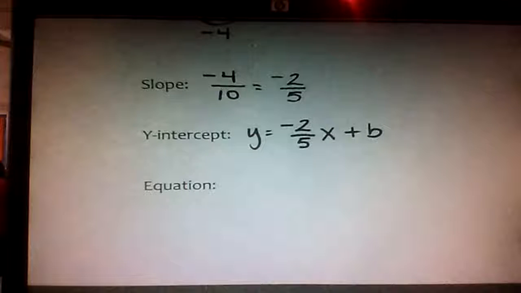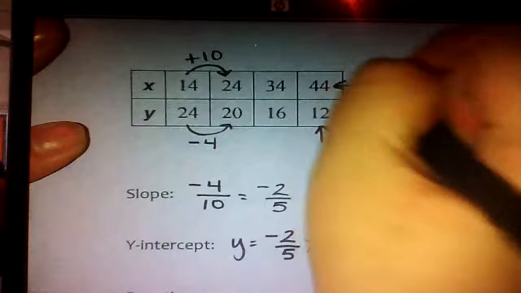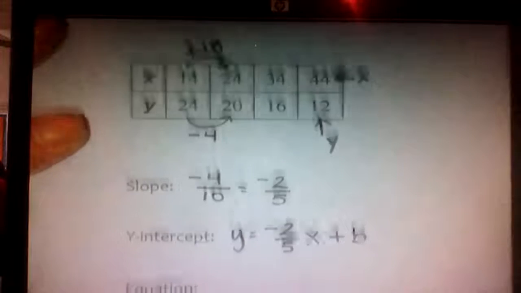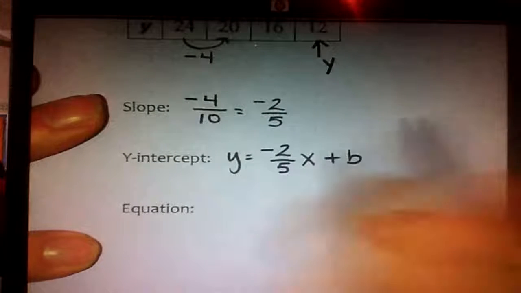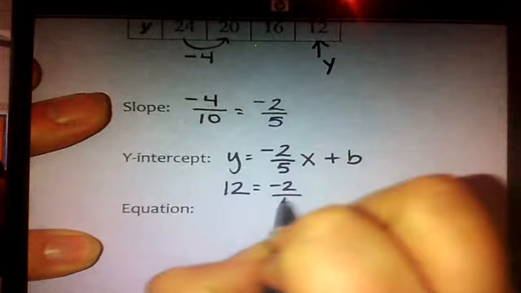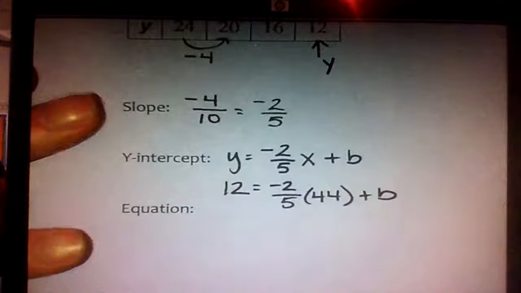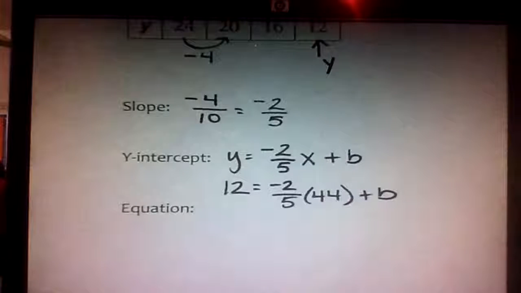Okay. The way you find it is we have to take one of those points, any point you want from that table, and we need to plug it in here. So pick a point. 44. Okay, so he wants to use this point here, which means x is 44 and y is 12. Okay, so y is 12 and x is 44. I would have definitely picked some smaller numbers there.